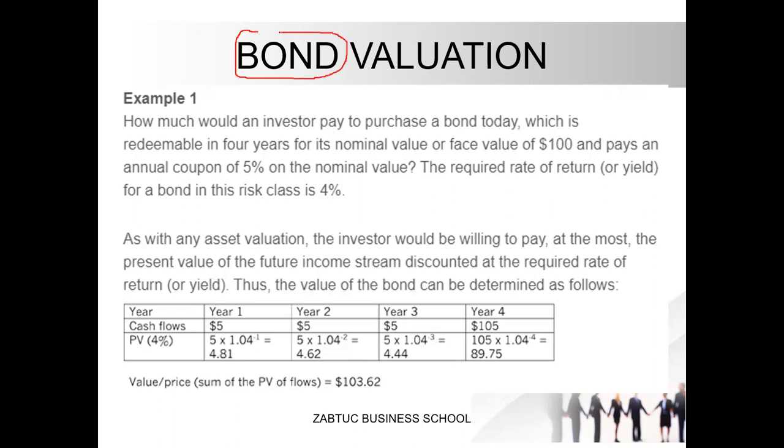It's being repeated here. How much would an investor pay to purchase a bond today, which is redeemable in 4 years' time? It's being redeemed at its nominal value or face value of 100 and pays an annual coupon at 5% on the nominal value. The required rate of return for a bond in this class is 4%.